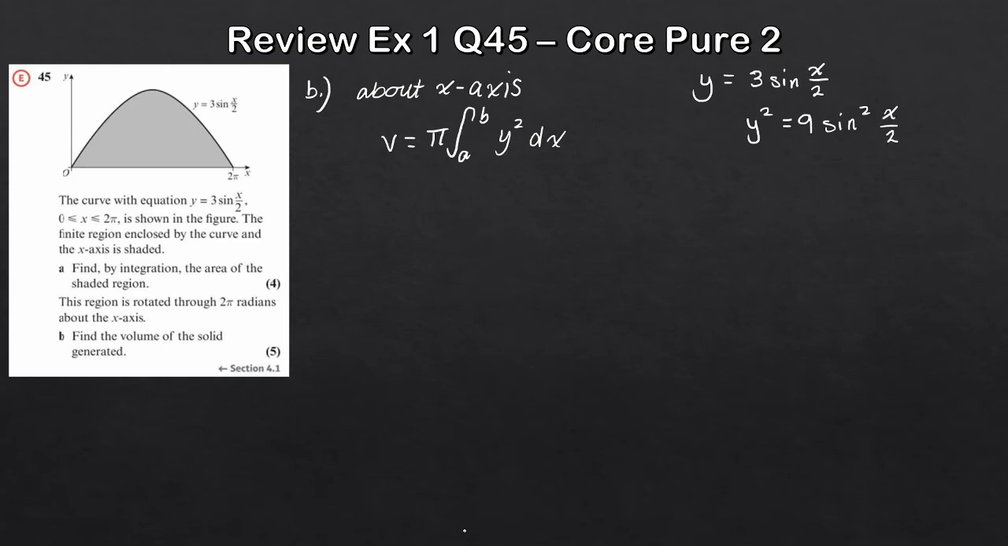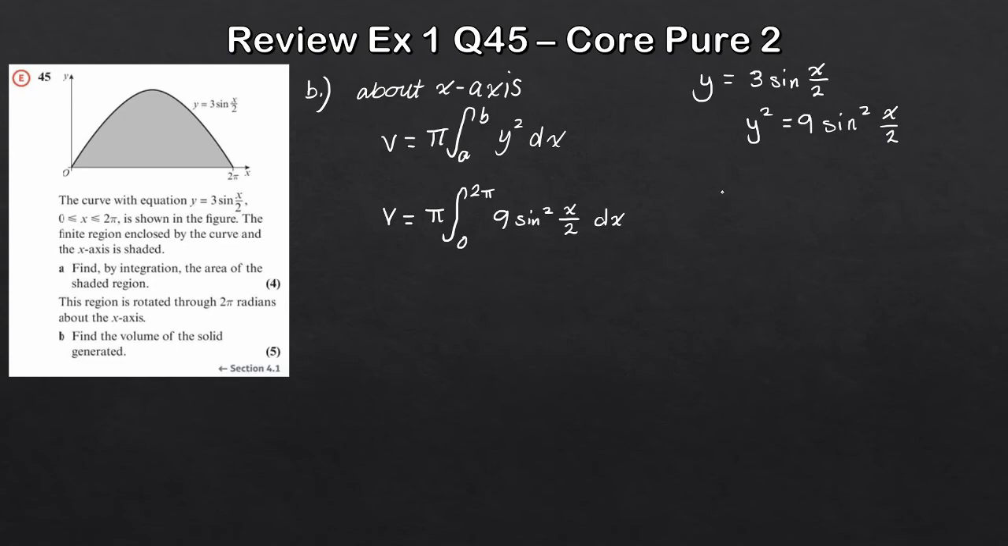So if we write that out, V is equal to pi times the integral from a to b, where a is 0 and b is 2 pi, so from 0 to 2 pi of y squared, which we've already got here, dx. Now this integral at this point is quite tricky to work out. So just like we did with question 1, we want to use trig identities to make life easier.